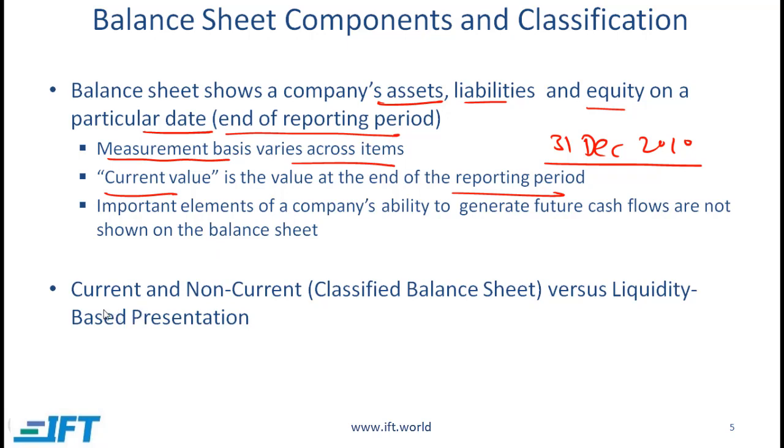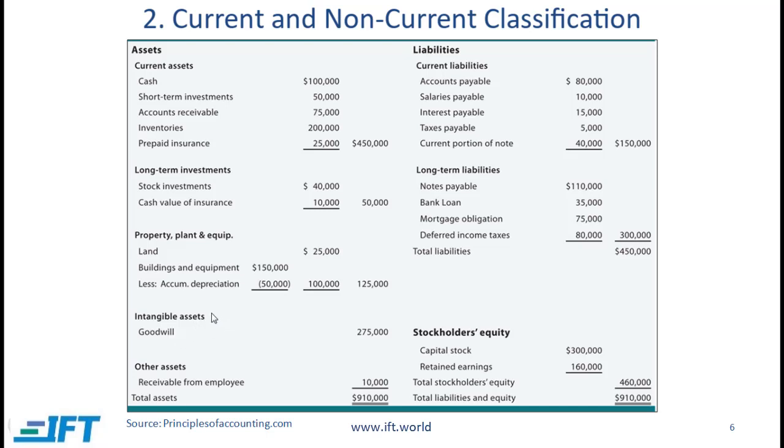The balance sheet can be presented in different ways. Either we can show assets and liabilities as current and non-current. This presentation is called a classified balance sheet. Or we can have a liquidity-based presentation. What you are looking at here is a simple classified balance sheet where the assets are shown as current assets. So that's a classification. Then long-term investments, property, plant and equipment, and so on. All these are non-current assets. Liabilities are also shown as current liabilities and non-current or long-term liabilities. So this is a classified balance sheet.